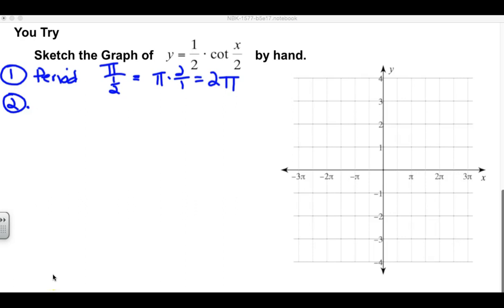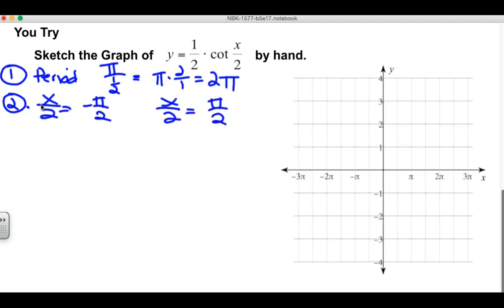Okay, so first up, your period is going to give you 2 pi. Now we're going to take the x over 2 and set it equal to negative pi over 2 and set it equal to positive pi over 2. Of course, we multiply both sides by 2 and we get negative pi and positive pi. So those are our first and second key points. Now take your period, which is 2 pi, and divide it by 4. So each of our key points is going to have pi over 2 in between it.